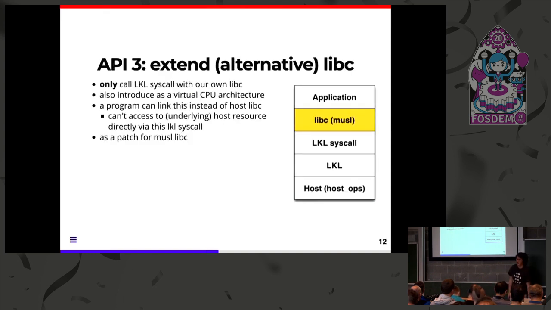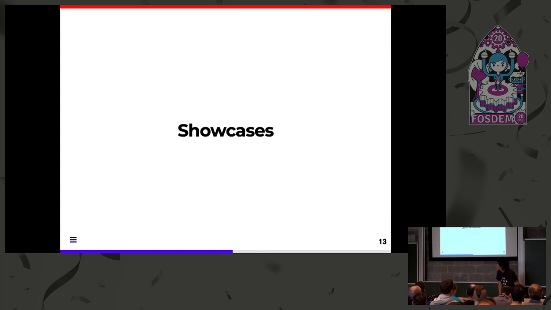Another API is our own standard libc implementation. Right now we use the musl libc as a standard library implementation, and we ported this musl libc to be able to use LKL from the user space code.